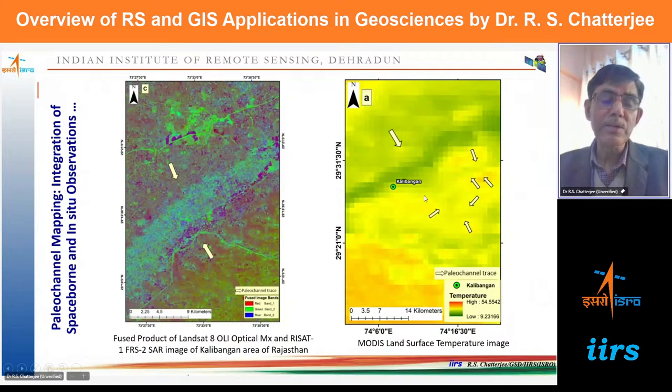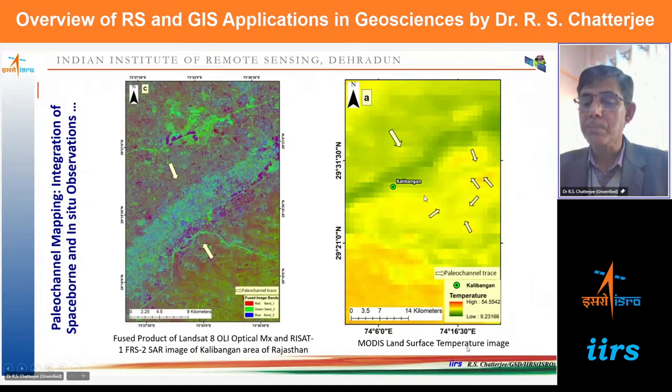Now you see, this is the Landsat 8 optical multispectral image, and this is the radar image, RISAT. It is an ISRO satellite, RISAT, fine resolution 2, in SAR image. We have merged them together. And in the Kalibangan area of Rajasthan, there are the paleochannels of Saraswati. It is believed it was flowing in the Kalibangan area. So we have identified the locations of the paleochannels using the merged product of the optical and radar image.